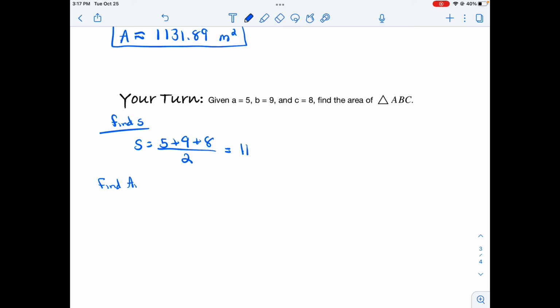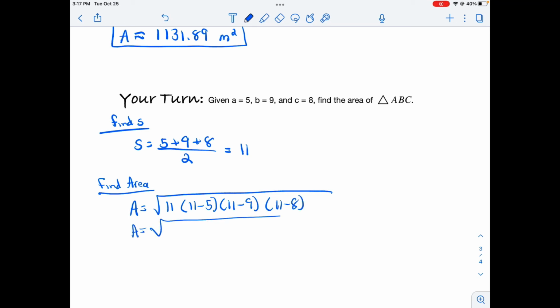Now find your area. Area is equal to the square root of 11 times 11 minus 5 times 11 minus 9 times 11 minus 8. Area is equal to 11 times 6 times 2 times 3, the square root of that. And then area is approximately 19.90. Now we know how to solve any oblique triangle, either using law of sines, law of cosines, or the combination of both.